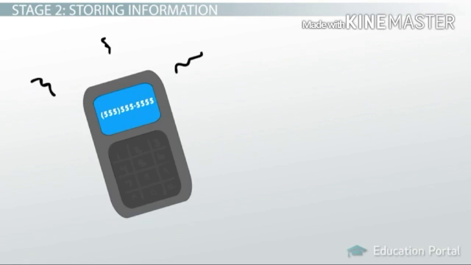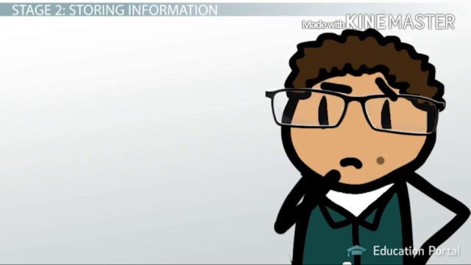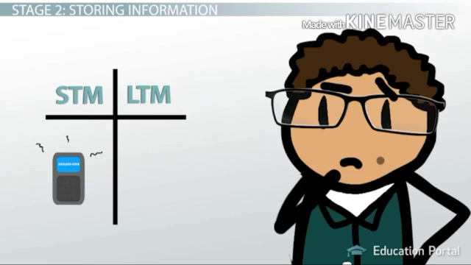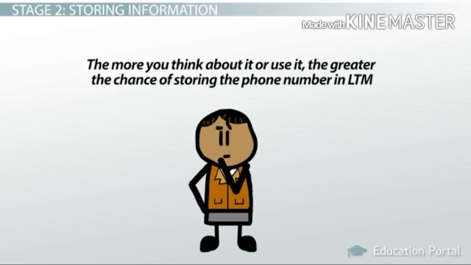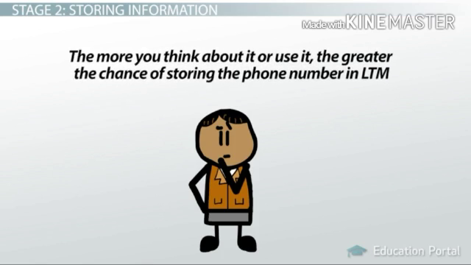The phone number for your professor, if not attended to, could be recalled only for about 20 to 30 seconds. If you looked at it (visual), rehearsed it (acoustic), and/or thought about how it looks so similar to your parents' old phone number (semantic), then it could eventually move to LTM. The key to storing information in LTM is repetition. The more you think about it or use it, the greater the chance of storing the phone number in LTM.